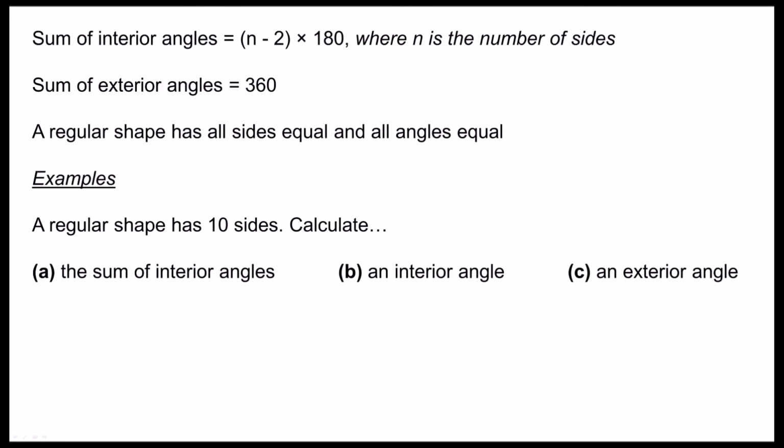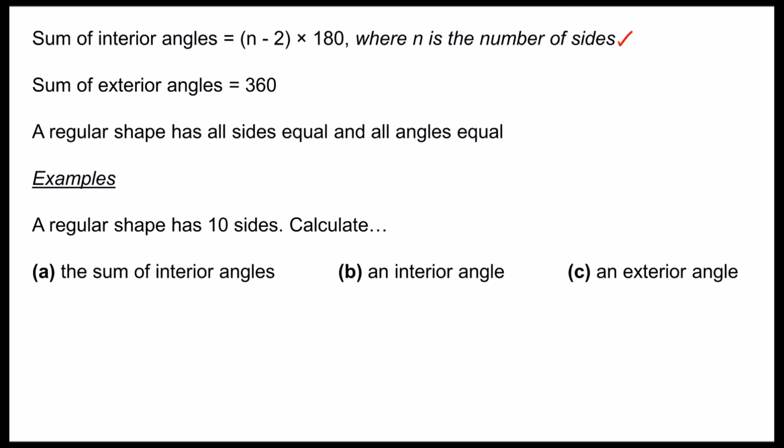In our example, it's given that we have a regular shape that has 10 sides, and for part A, we're asked to work out the sum of interior angles. To do this, I can use my rule that says the sum of interior angles is (n minus 2) times 180 degrees.